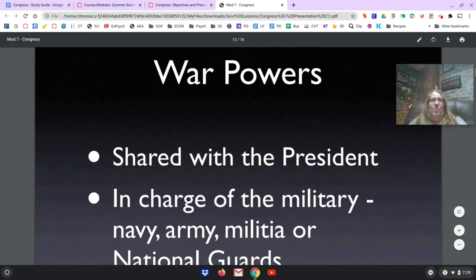Next, the war powers. The war powers is not just a congressional duty. It is also shared with the president because the president is the commander in chief. The only group that can declare war is Congress. But Congress can't declare war unless the commander in chief is willing to put the troops out there. That's a great check and balance with each other. So this war power is shared with the president, and it has control over the Navy, the Army, the militia, the National Guard, and yes, now Space Force.